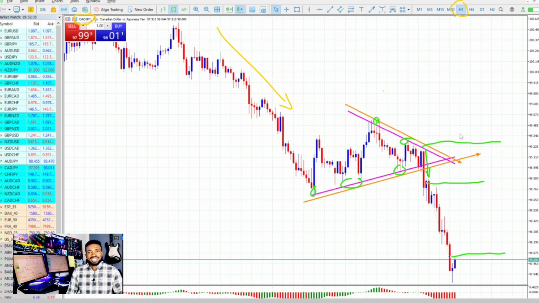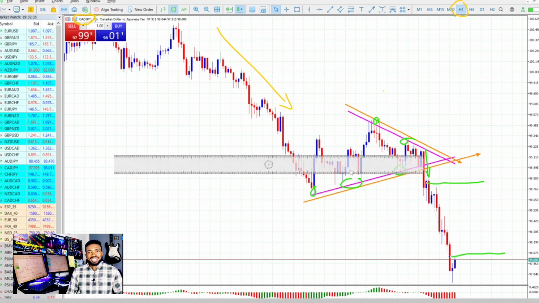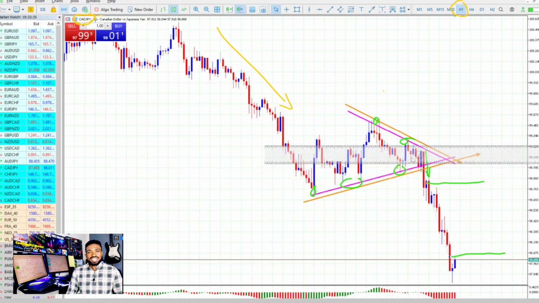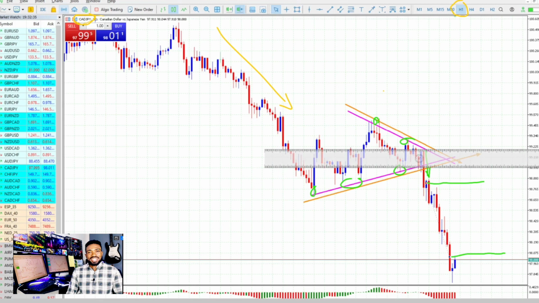Risk reward 1:2. Never take something less than 1:2. Okay, always risk reward 1:2, and always make sure that you position your stop loss at a place where it's very safe.